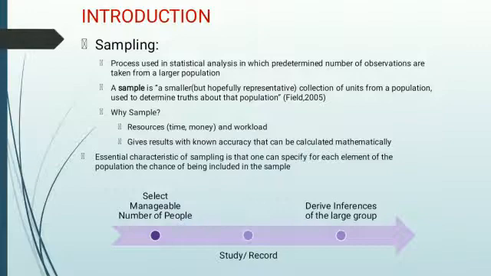The essential characteristic of sampling is that one can specify for each element of the population the chance of being included in the sample. Each element has the same probability of being included, but that is not a necessary condition.